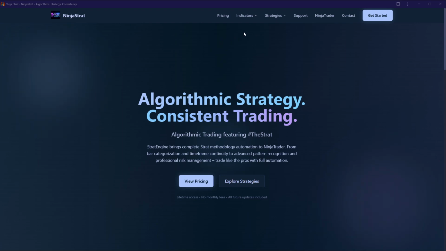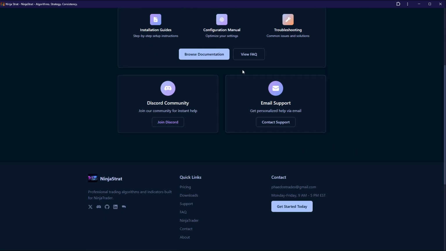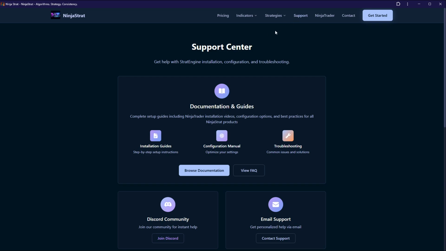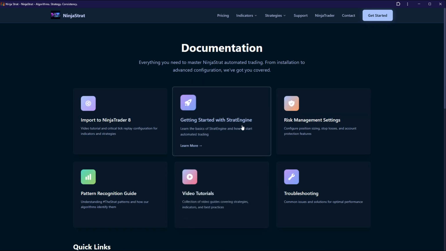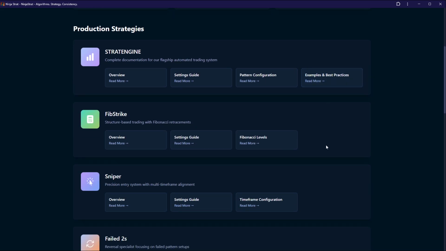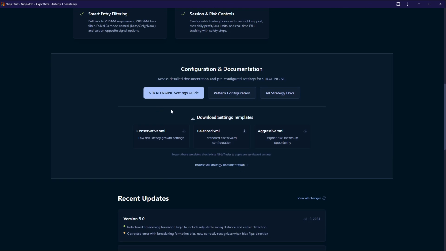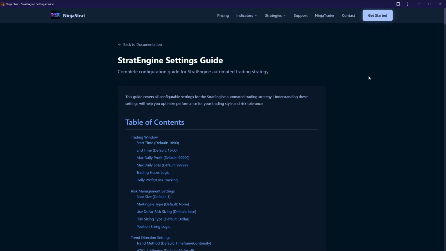First of all, I want to point out that on the NinjaStrat website, you'll be able to find documentation for any one of the algorithms that should be updated as any new features are released. But to get there, go to the NinjaStrat website, support tab, browse documentation, and strategy documentation. In here, you'll find documents specific to each one of the algorithms. So today we're going to go over Strat Engine for an example.